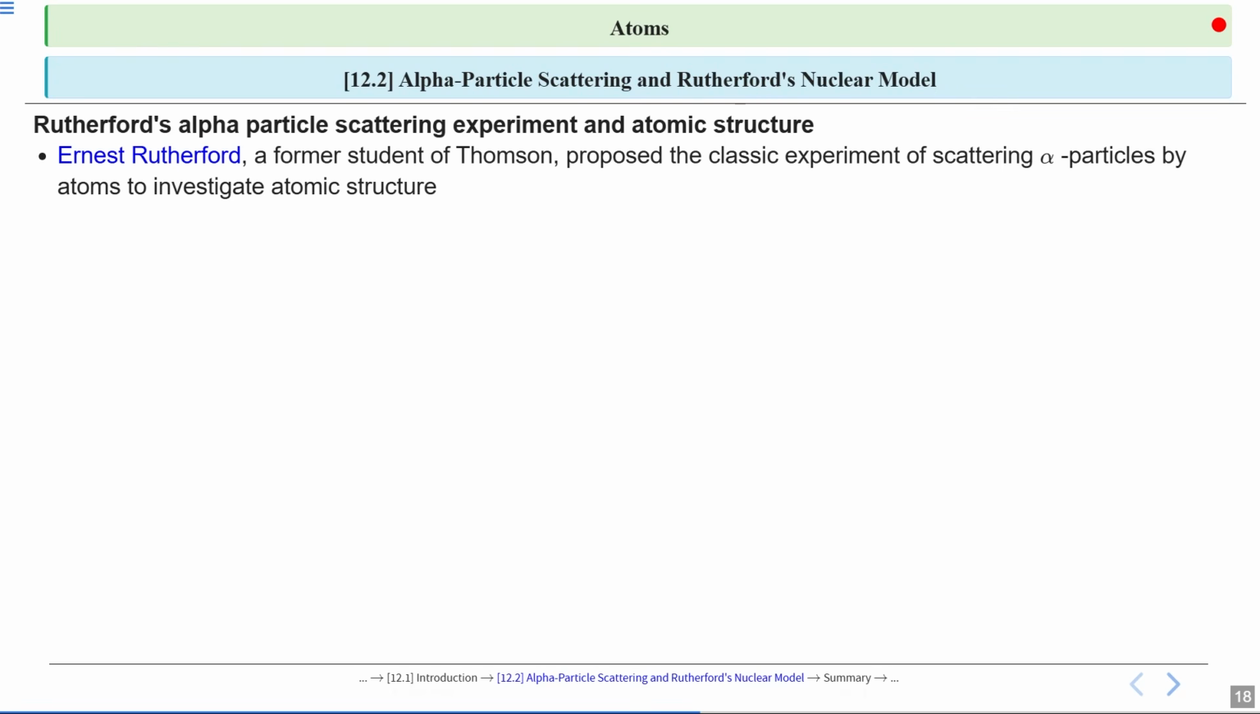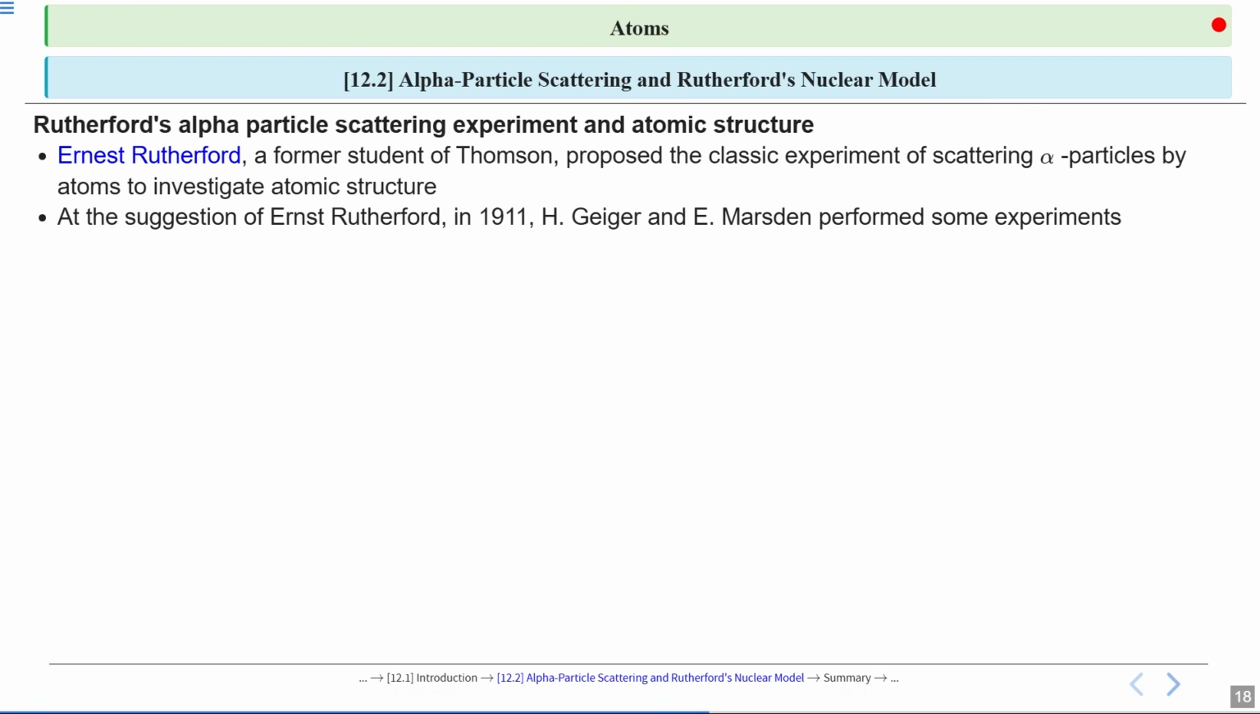Rutherford suggested a new experiment firing alpha particles, which are helium nuclei with 2 protons and 2 neutrons, at thin metal foils to see how they scatter. This was a clever way to probe the inside of atoms, which were still mysterious at that time.